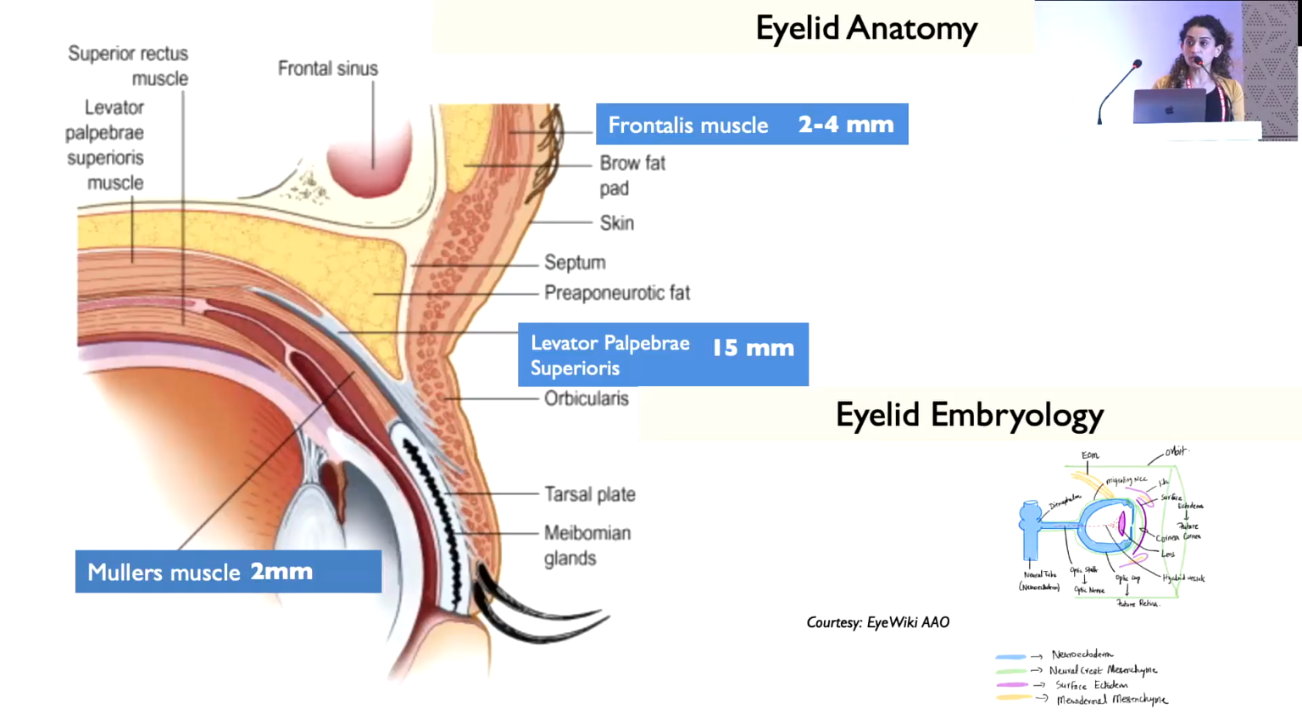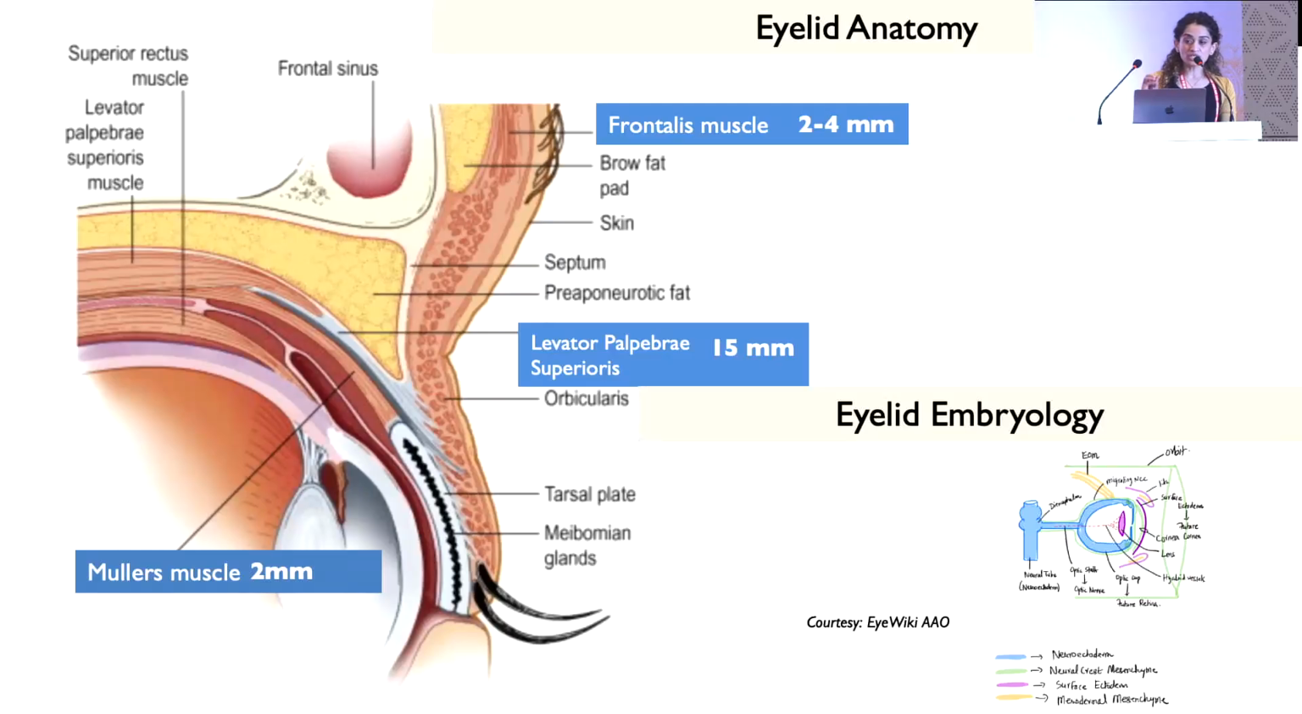Eyelid embryology, of course, is very important. Anyone, eyelid embryology, how is it important in ptosis? Well, it's a huge hall. I thought of keeping it interactive. I think it's going to be difficult.